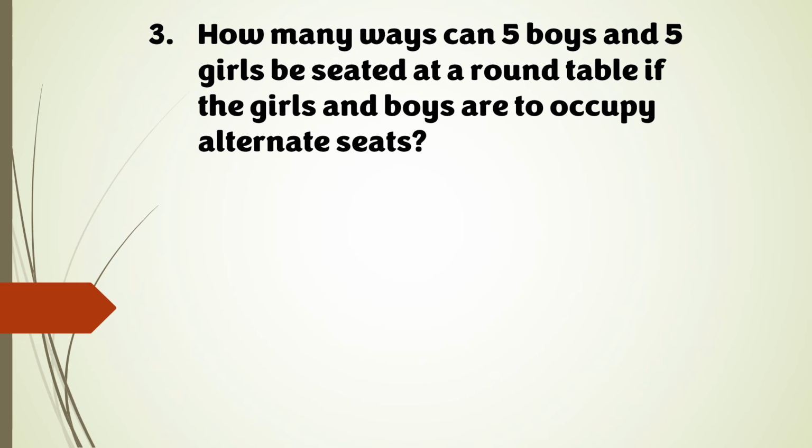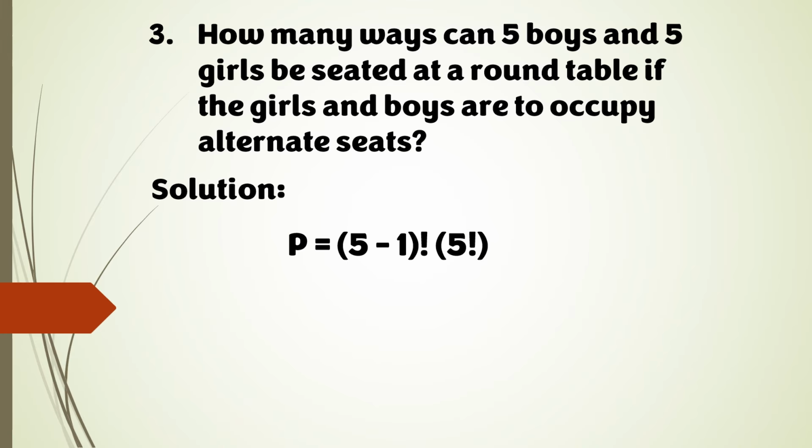Let's have now example number 3. How many ways can 5 boys and 5 girls be seated at the round table if the girls and boys are to occupy alternate seats? So that is the condition. The girls and boys must occupy alternate seats. So here, we have the permutation, or P equals the quantity of 5 minus 1 factorial times 5 factorial. So here, the first factor, which is 5 minus 1 factorial, is for the boys. And the other one, 5 factorial, is for the girls.